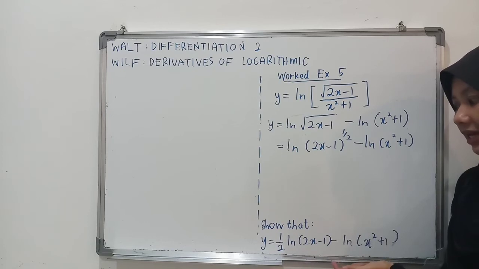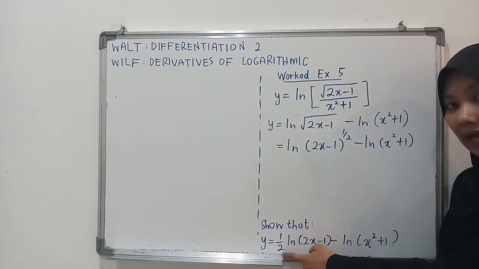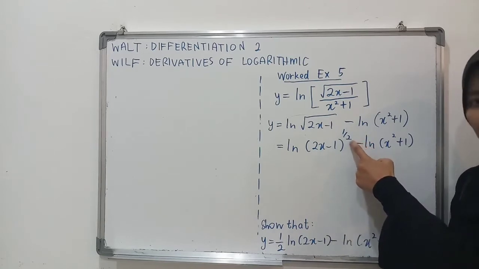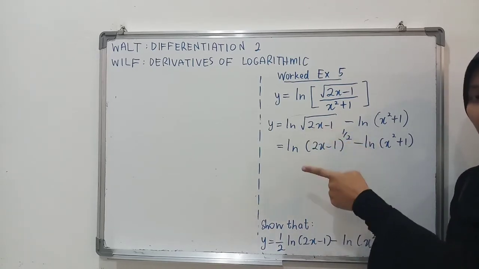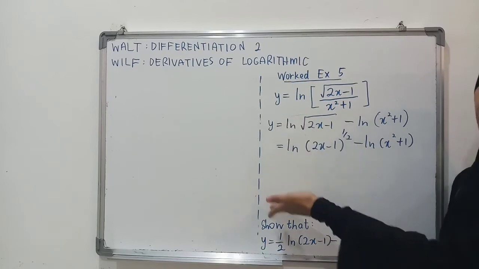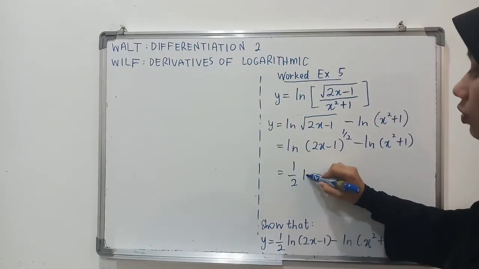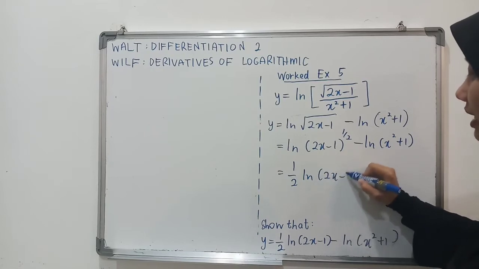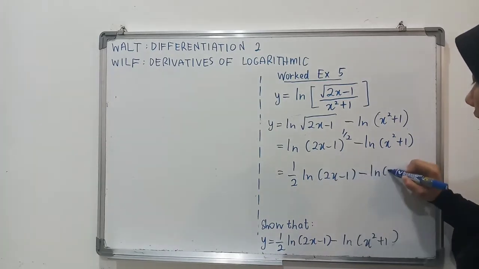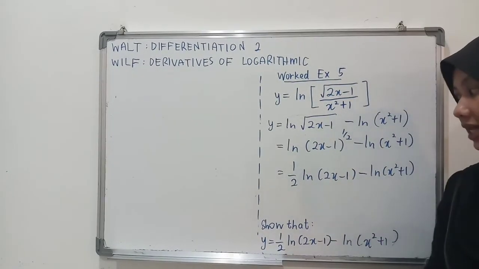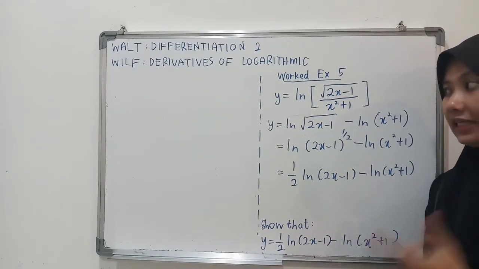Okay, not yet. As you can see, we have 1 over 2 in front here. So where does that come from? From the third law of logarithm just now. Power you can simply bring in front. So that is just 1 over 2 ln 2x minus 1 minus ln x square plus 1. Okay, done. Settle. Okay, question B.